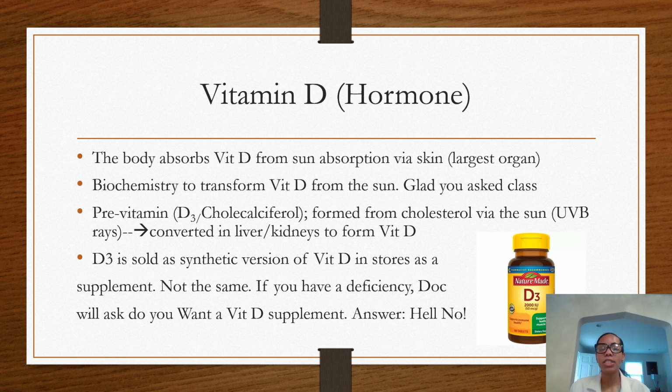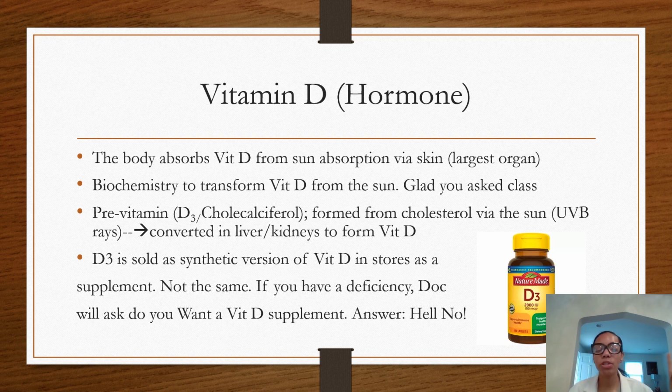Okay, so continuum of vitamin D. Like I said, the body absorbs vitamin D via the skin, which is our largest organ. So, how do we transform vitamin D from the sun? Class, I'm glad you asked this question. Let's get into some biochemistry. There's a previtamin. The previtamin is called D3. Okay? You have the scientific name there, but we don't have to go into that. Cholecalciferol, D3, formed from cholesterol via the sun. Via the sun meaning those ultraviolet B rays, those UVB rays. And then that product is converted in the liver and the kidneys to form vitamin D.